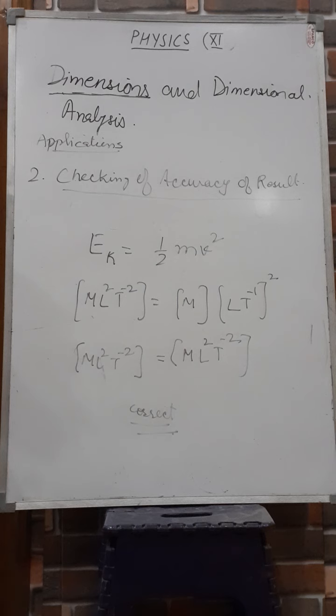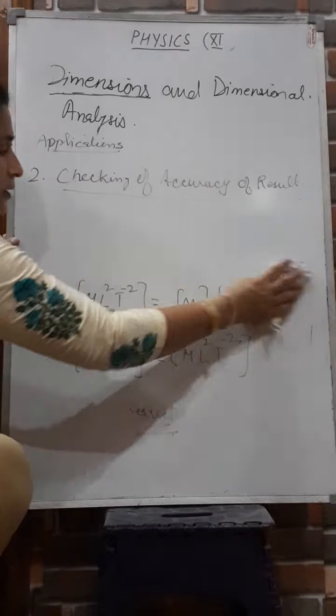So very simple. You just have to write down the dimensions of the left hand side and the right hand side. If the dimensions of both sides are the same, that means the relation is correct. For example, one more example regarding this.